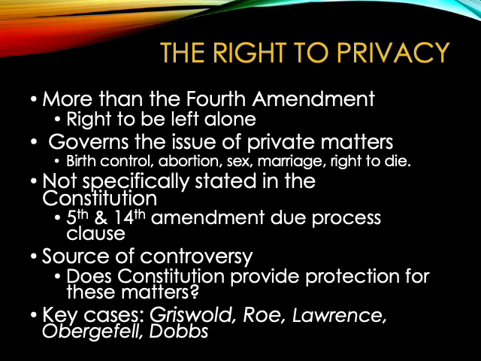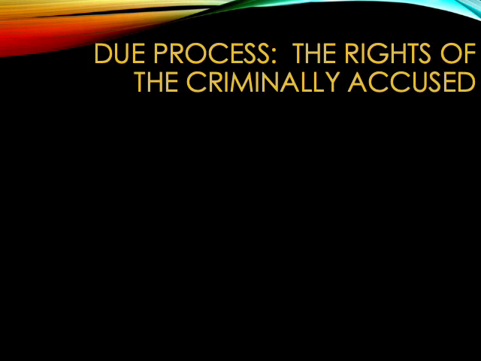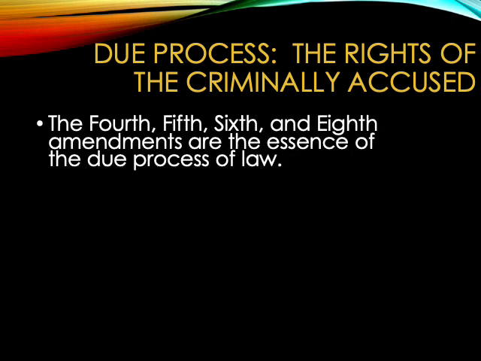And Dobbs, as we know, is the case that overturned Roe, saying that the right to privacy does not extend to the right to have an abortion. It actually called into question, too, whether or not we actually have a right to privacy for other things, such as marriage and birth control. So like I said at the beginning of this lecture, this is really just a quick guidepost to help focus your reading as you're reading through the chapter on civil liberties.